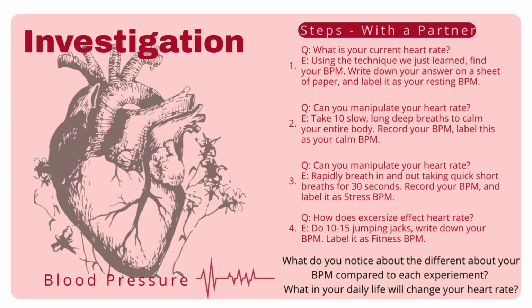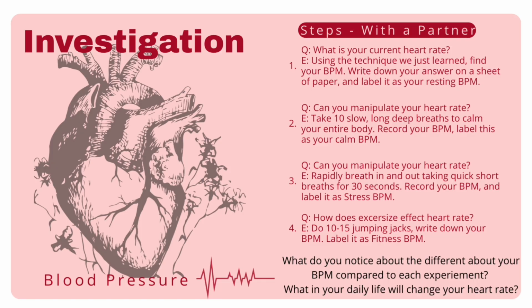Once students know how to find their BPM, they're going to go into an activity where they investigate their heart rate. So the first thing is to figure out their current heart rate. Using the technique they just learned, find their BPM and write down an answer on a sheet of paper. I would suggest labeling this one as a resting BPM.